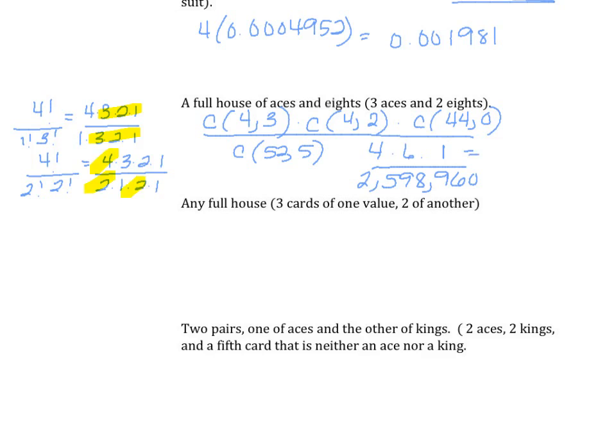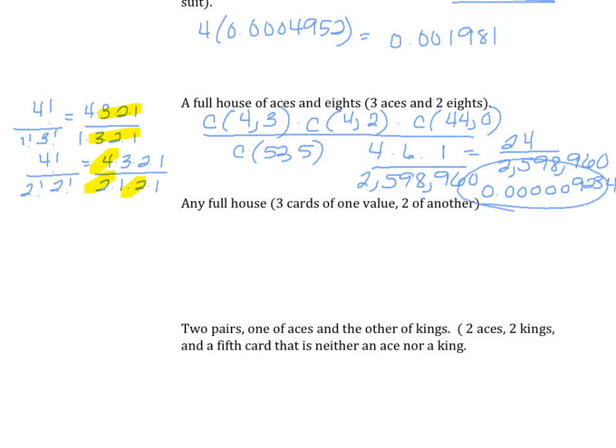So when I multiply my tops together, I'll get 24 over 2,598,960. And when I divide, the likelihood of this happening, specifically having 3 aces and 2 eights, is very teeny tiny. Almost not even recognizable, almost having no probability of that happening.